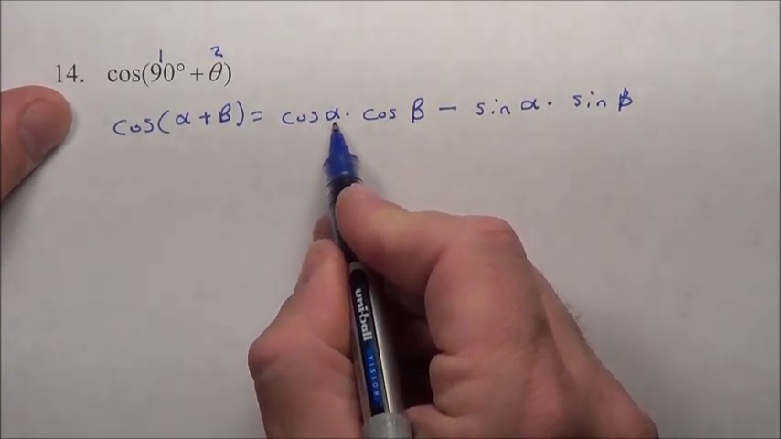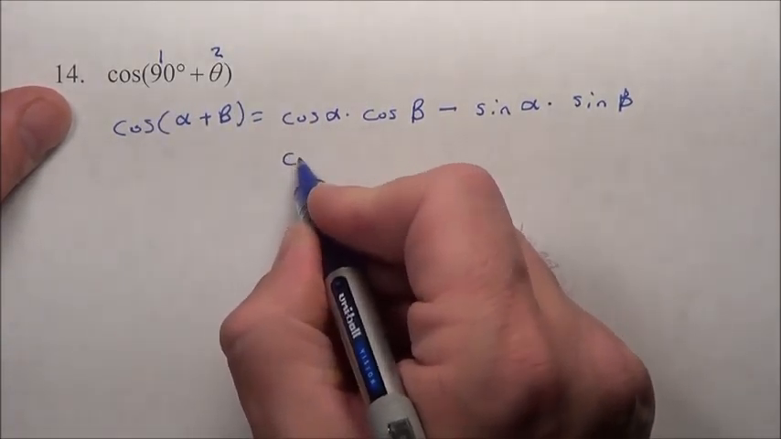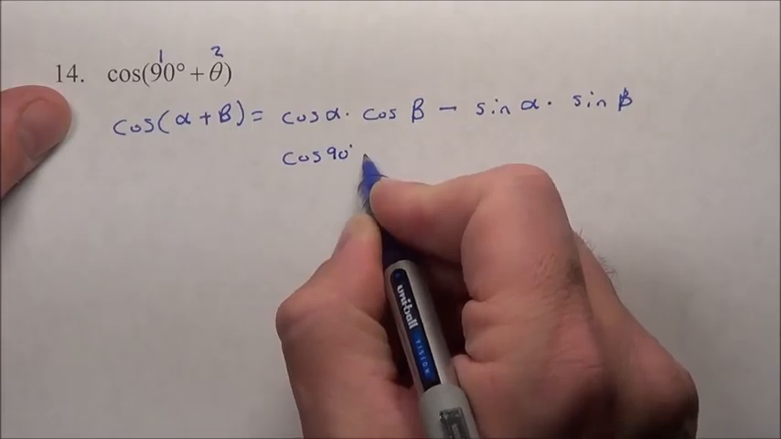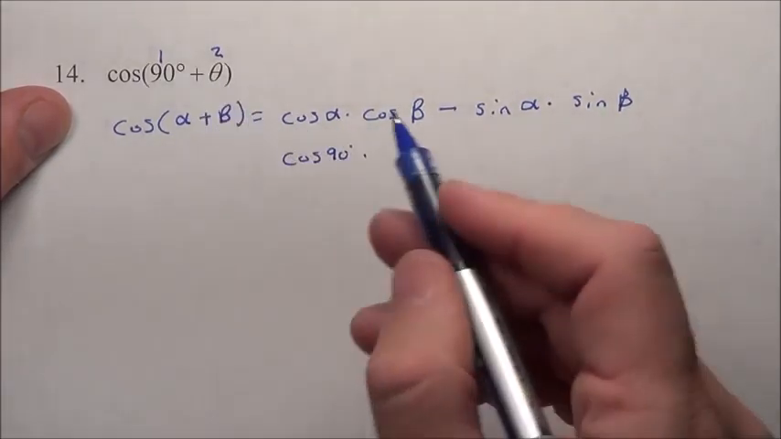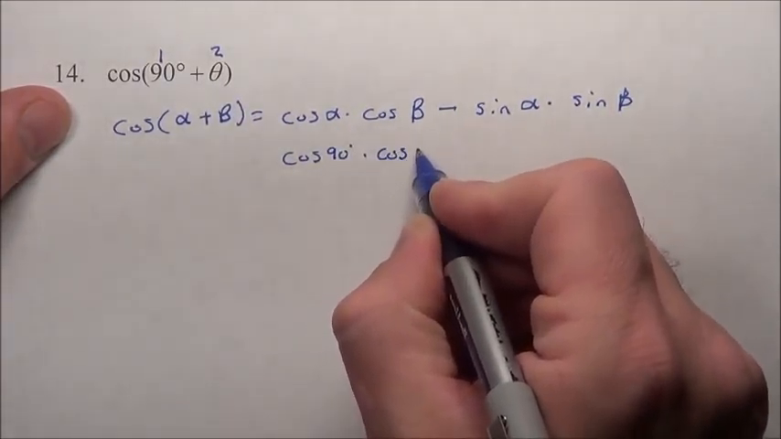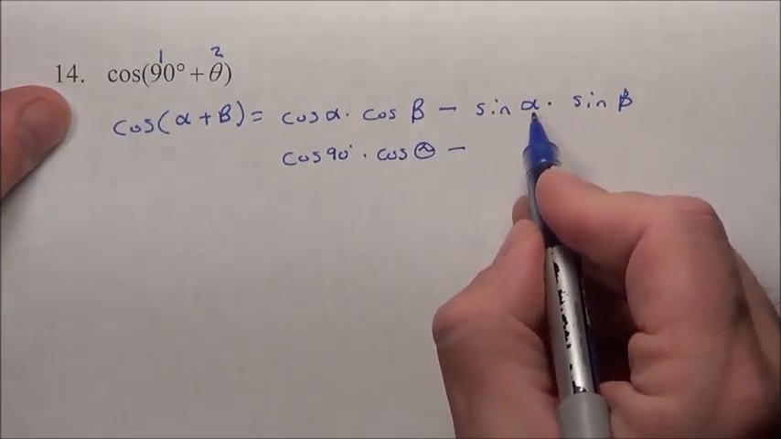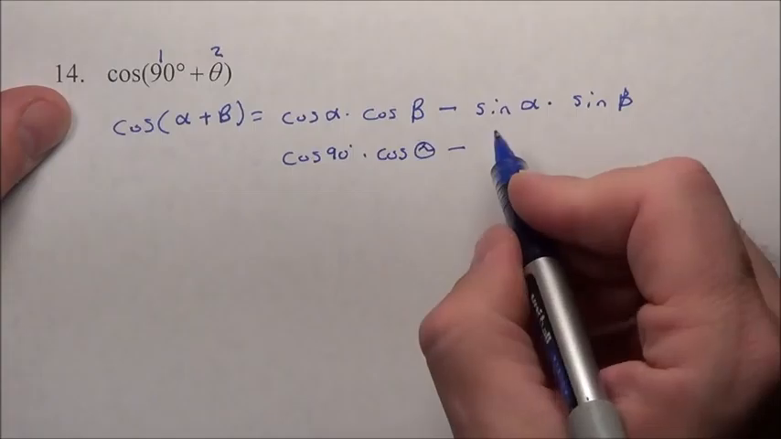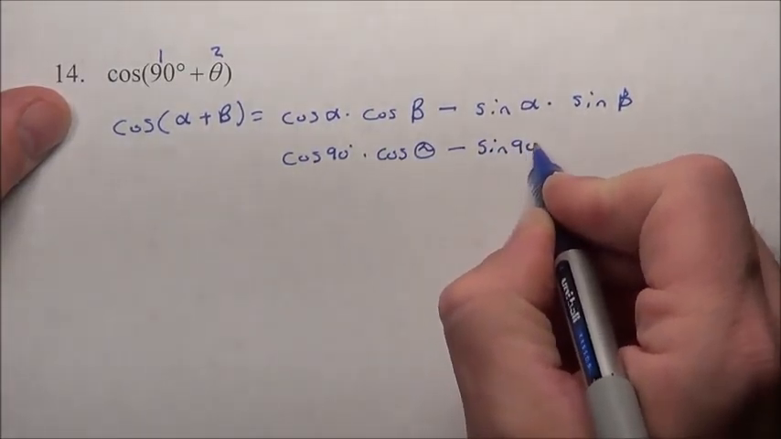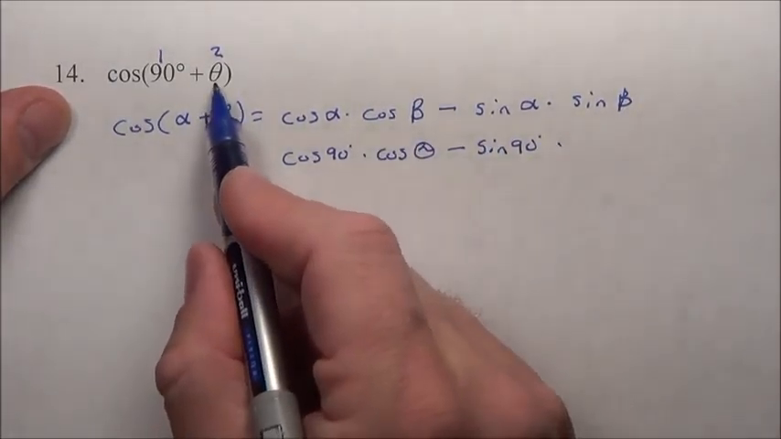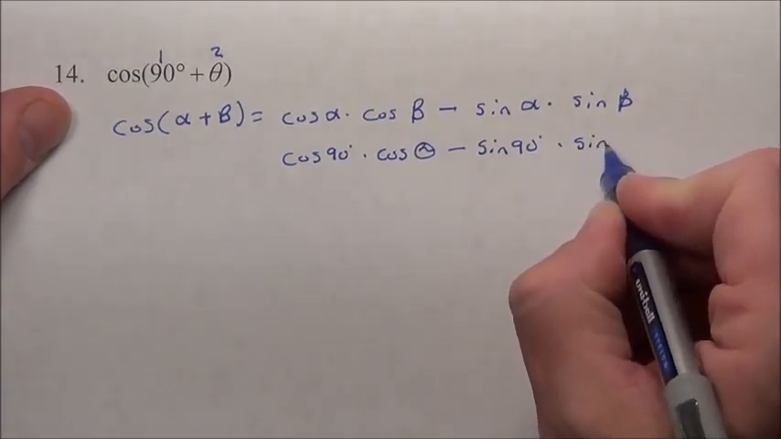So cosine of the first piece, so it's cosine of 90 times cosine of the second. We don't know what that is. So it's cosine of theta. We don't know what it is. Minus sine of the first piece. So sine of 90 times sine of the second piece. Second piece is just theta.